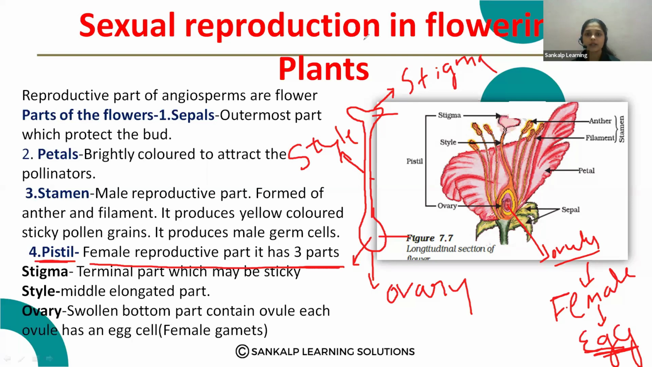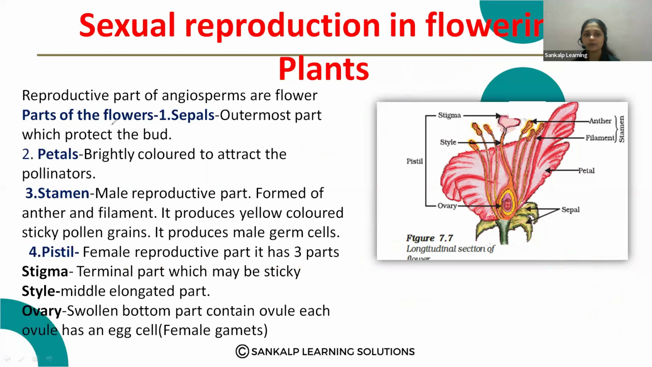I hope this concept is clear. Is that clear? Any doubts? The four important structures of the flower: sepals, petals, stamen and pistil. And what is the function of the sepals? What is the function of the petals, stamen and pistil? So these all are very important.